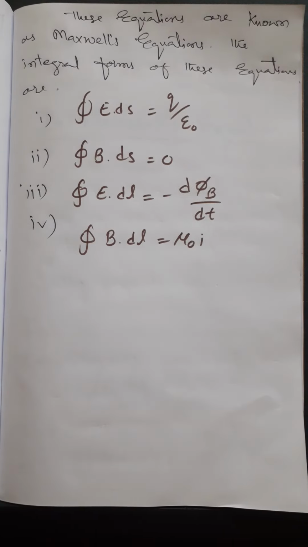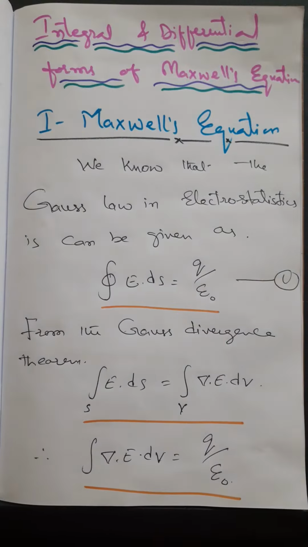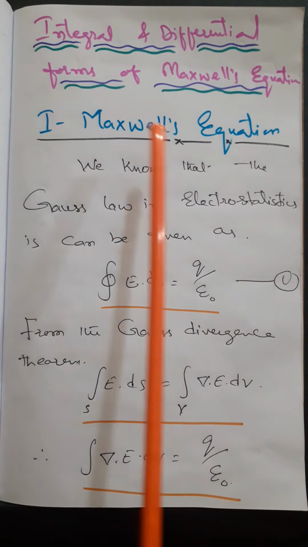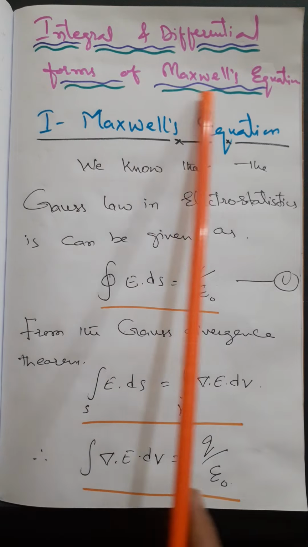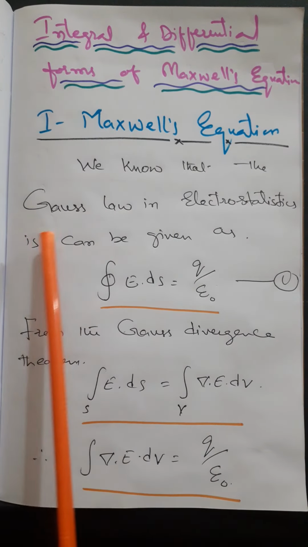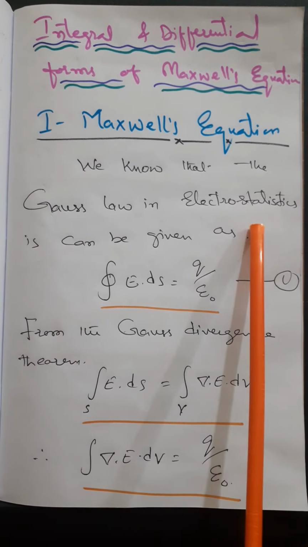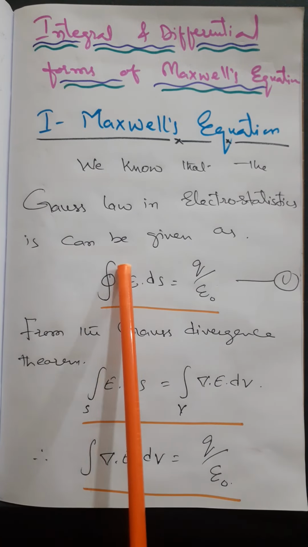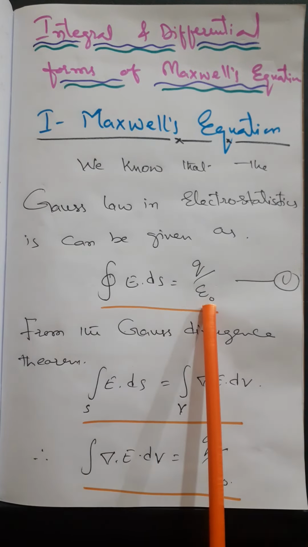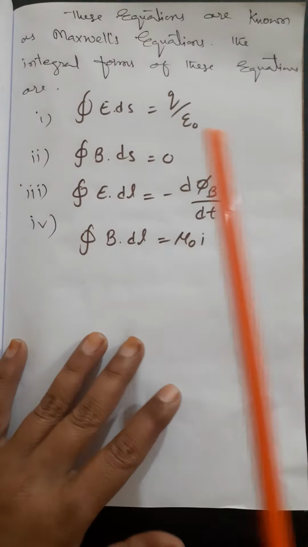Now we are going to derive Maxwell's equations in integral and differential forms. First, the first Maxwell's equation. We know that Gauss's law in electrostatics can be given as the surface integral of E dot ds equals q by epsilon naught. That is the first Maxwell's equation.